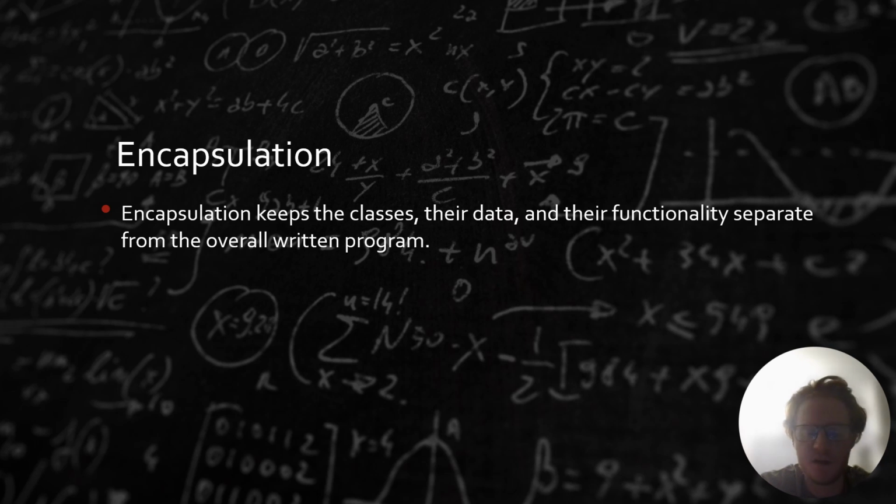Encapsulation is what keeps the classes, their data, and their functionality separate from the complete program. This is what's really important about classes and what allows us to reuse scripts from top to bottom without having to rewrite the programs. Then we can just create values to input into these classes, using encapsulation to prevent it from interfering with other portions of our scripts.